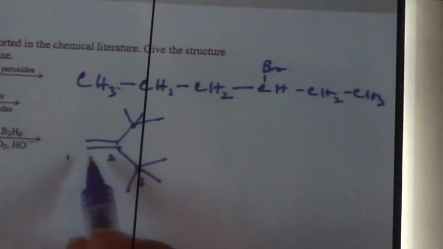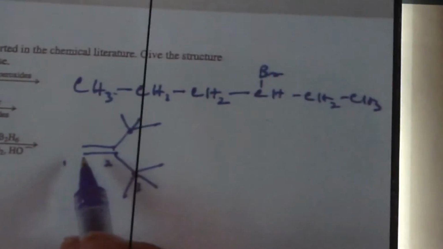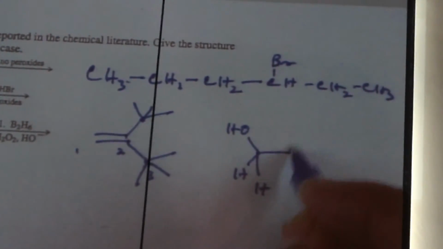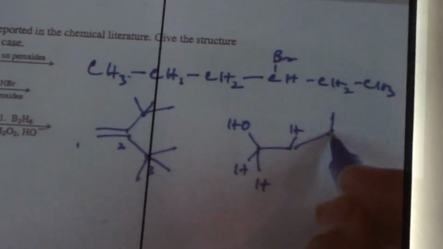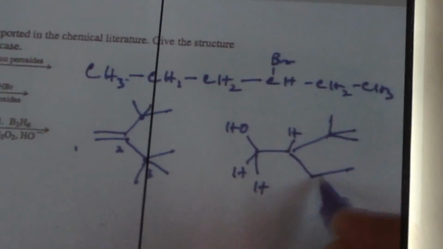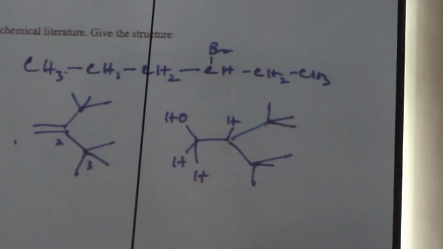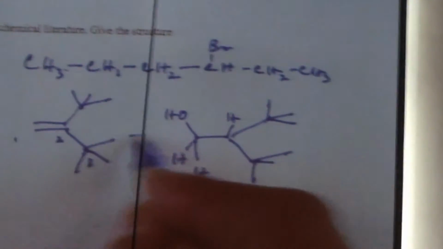So if we do anti-Markovnikov, we have to add the OH to the first carbon, right? So we add OH here, and it's also syn addition, but in this case stereochemistry doesn't matter. And so the H will be added to this one. The rest of it remains unaffected. So that would be the product generated from this.